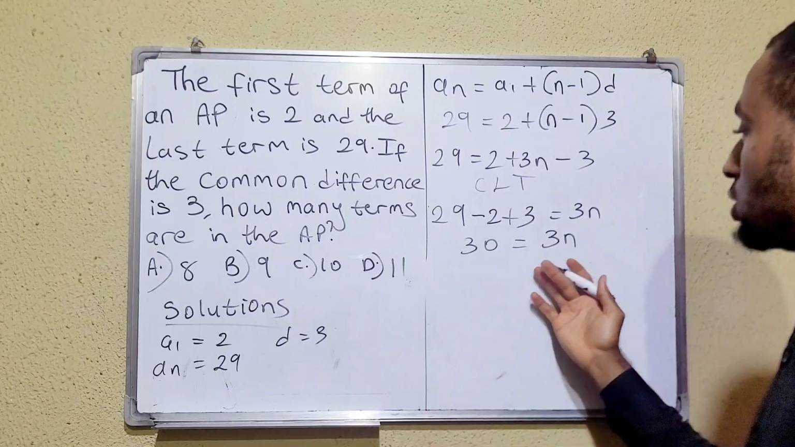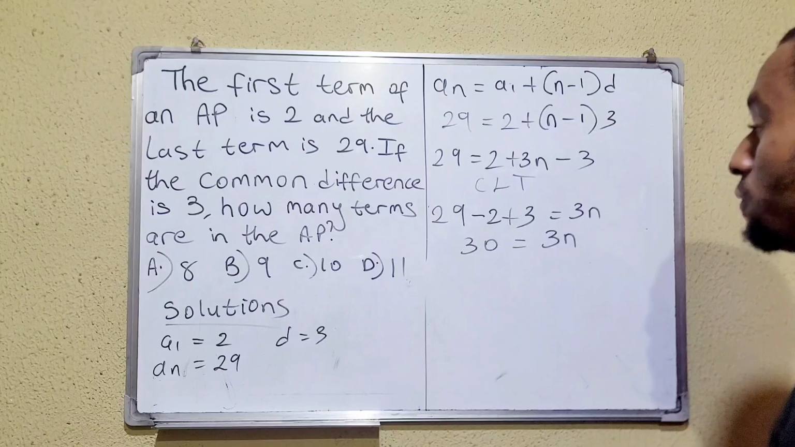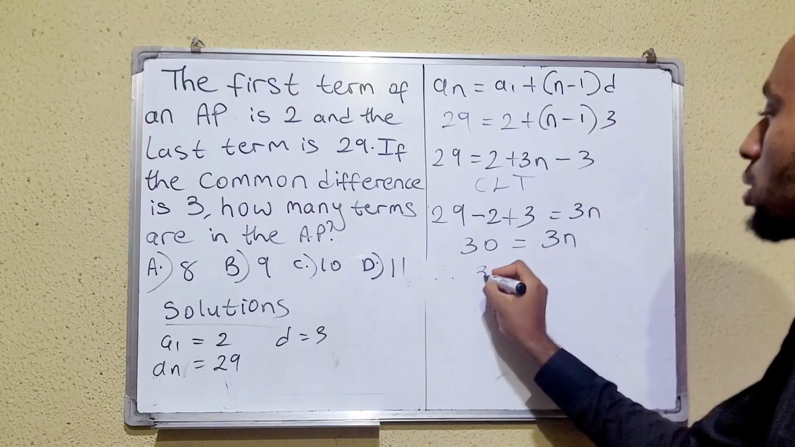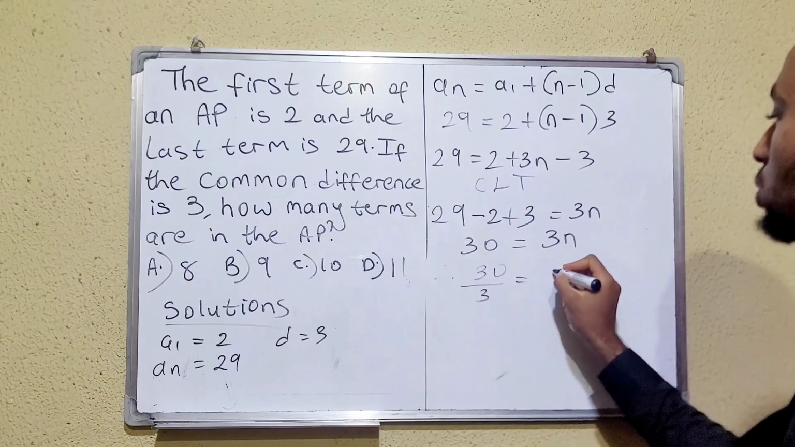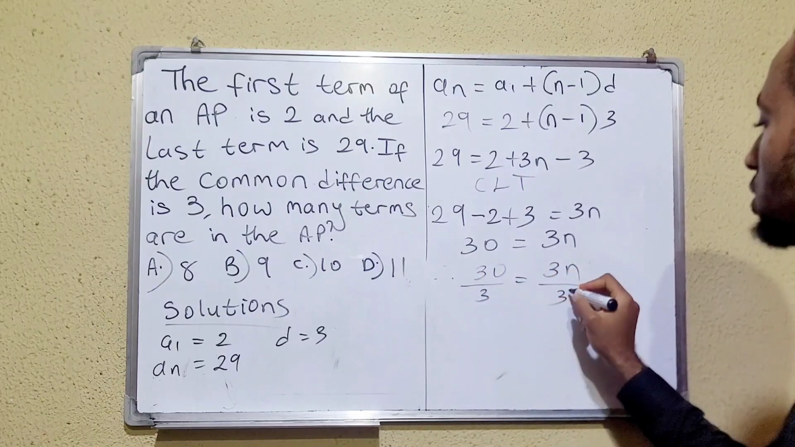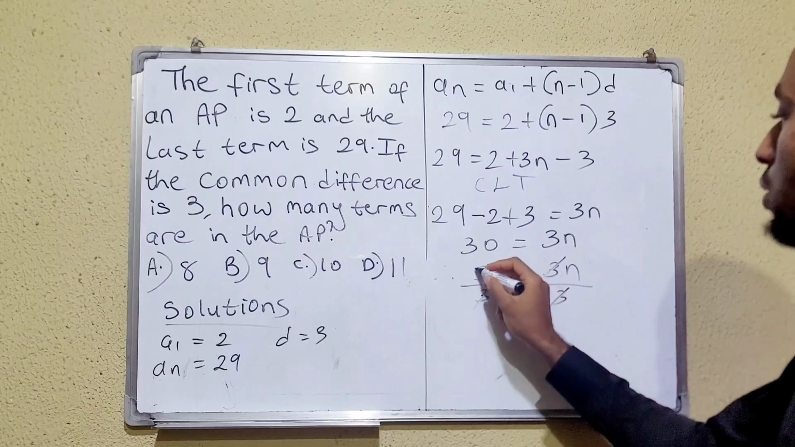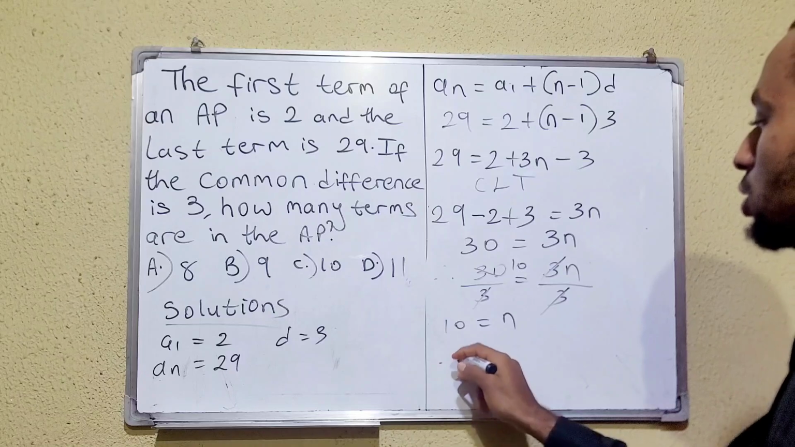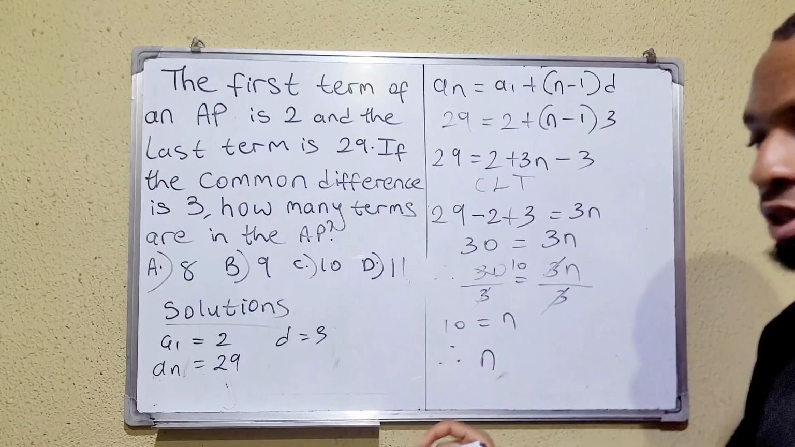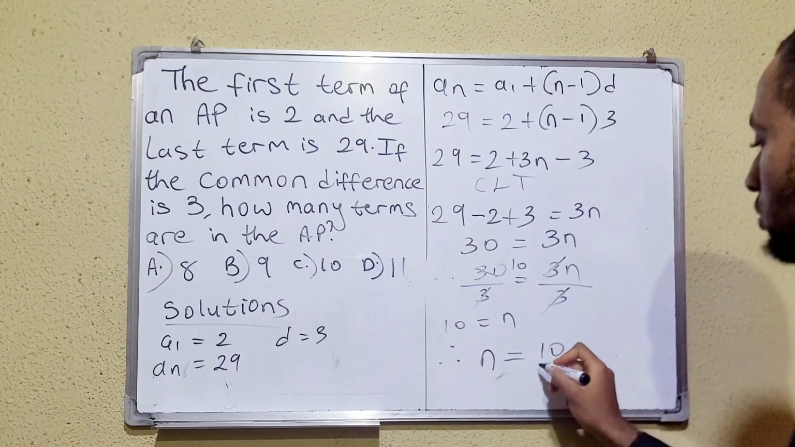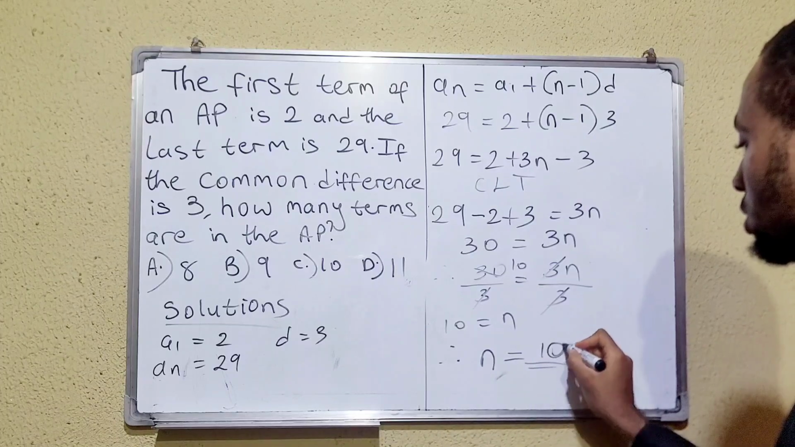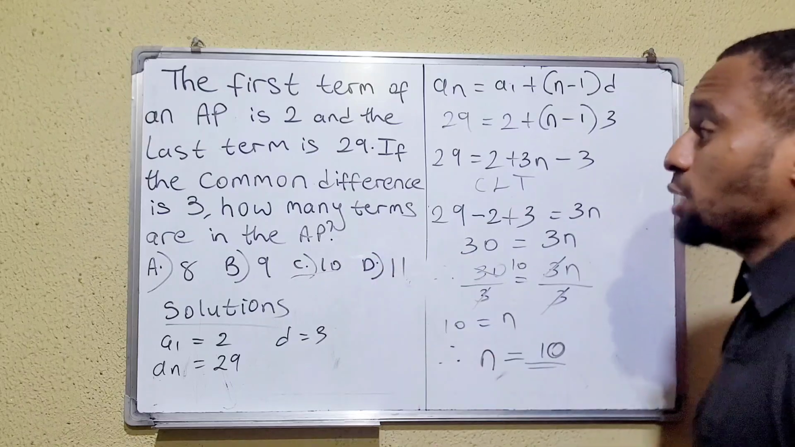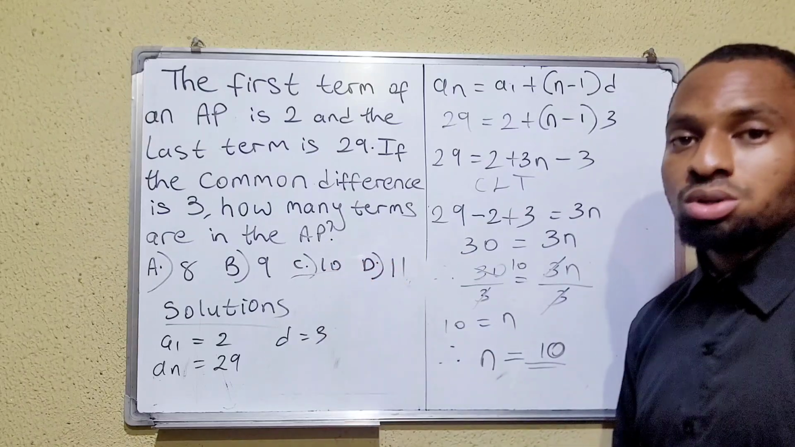And in this case here, we have to divide both sides by the coefficient of n, which is what? 3. Therefore, 30 all over 3 is equal to 3n all over 3. This 3 and 1, 3 and 10. 10 is equal to n. In other words, our n, which is our number of terms, is equal to 10. So that is option C. The number of terms here in this question is equal to 10.